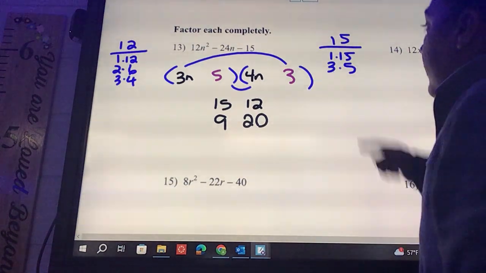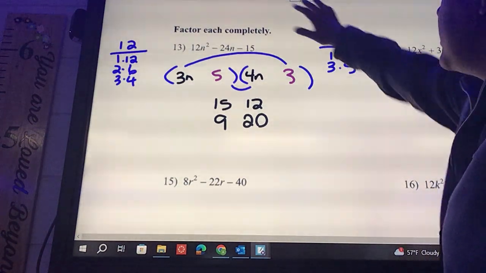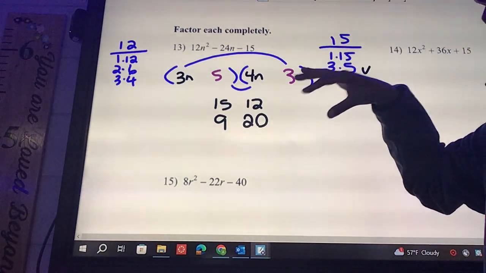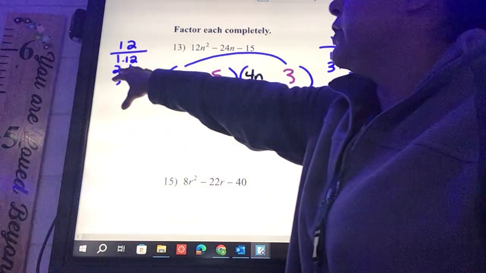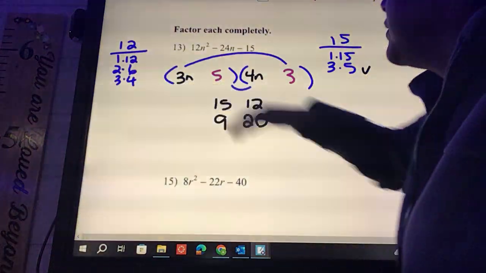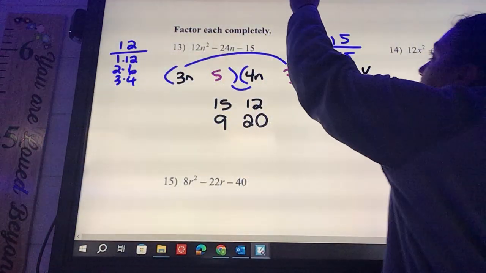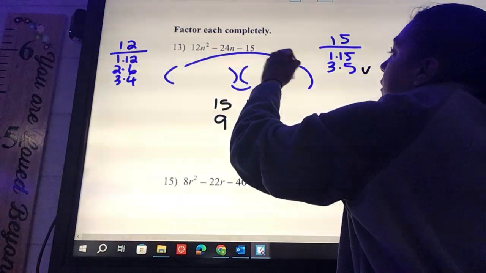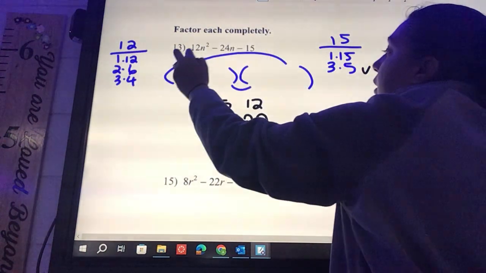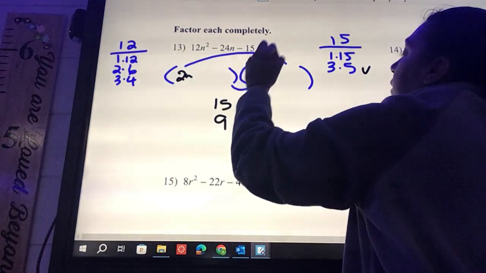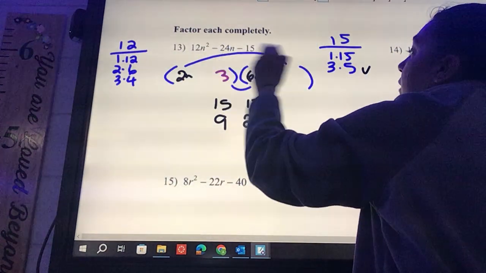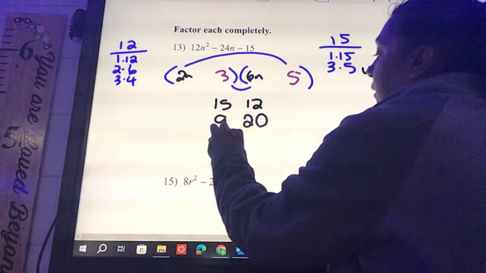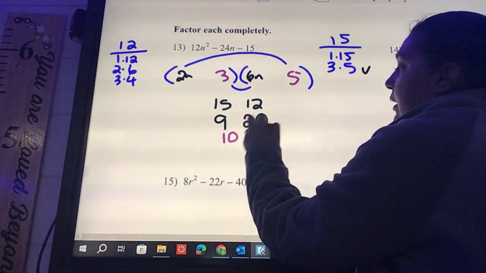Okay, now, so we've checked 3 and 5 with the 3 and 4. For the 15 and 1, it's not going to be that. Because this one has more numbers, you're going to go ahead and change these ones first. So we're going to try to change it to a 2 and 6. Okay, so 2 n, 6 n. And then we're going to try that 3 and 5 again. Okay, 2 times 5 is 10. 6 times 3 is 18.